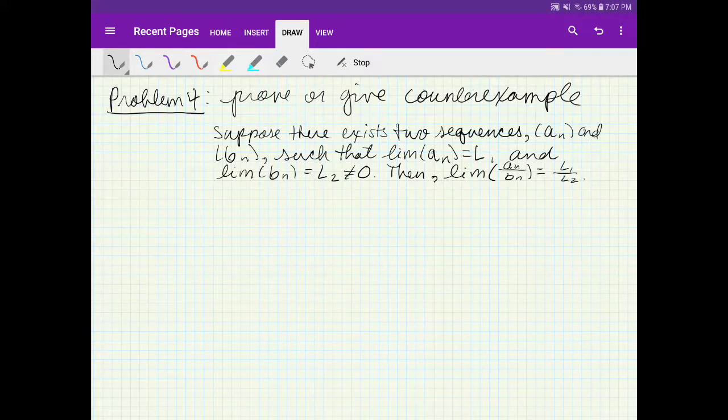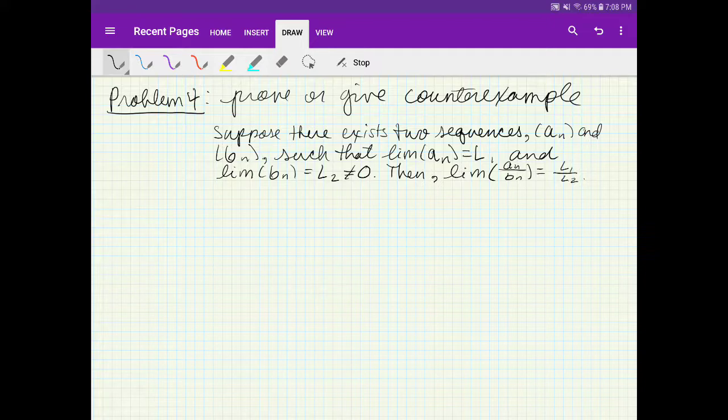Problem 4 of my Math 420 Advanced Calculus Exam 1 Superset. Prove or give a counterexample. Suppose that there exist two sequences, a sub n and b sub n, such that the limit of a sub n equals L1 and the limit of b sub n equals L2, which is not equal to 0. Then the limit of a sub n divided by b sub n is equal to L1 over L2.